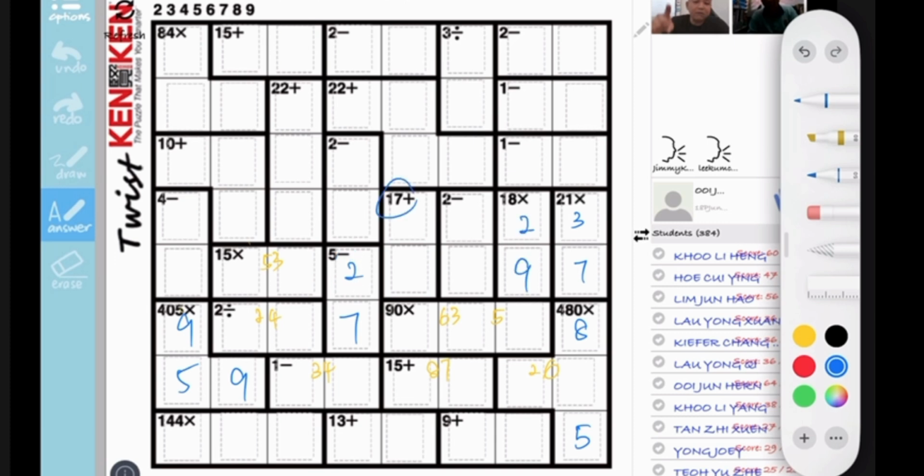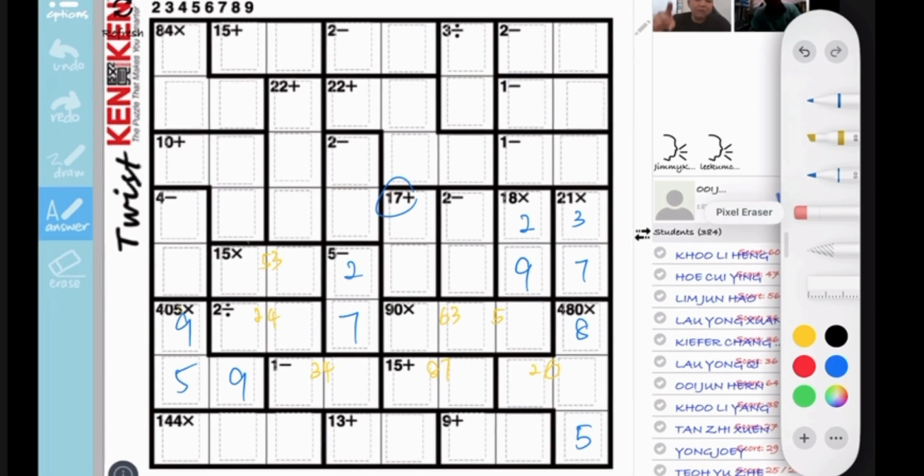And then for the 17 plus, it can only be 9 and 8. Okay, so since we have just filled in the 9, here must be 9, here must be 8. Okay, and looking at the fourth last row, we are left with 4 and 6.